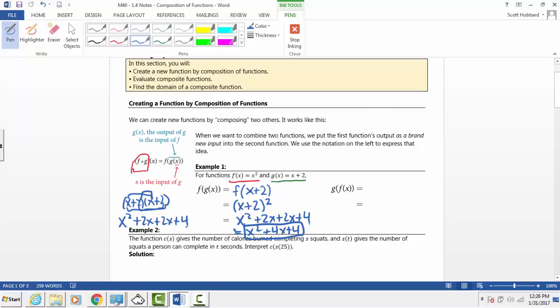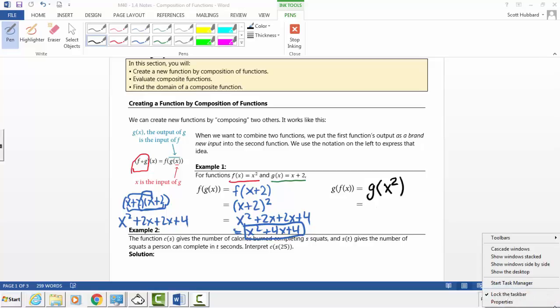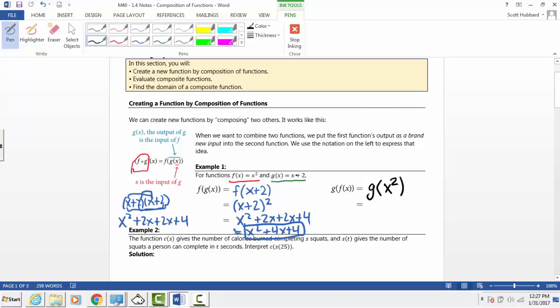Now let's take a look at what g of f of x does. It takes f of x, which is going to be x squared, and puts that inside of g. Now again, what does g do? G takes this input, writes it, so it's going to be x squared, and then it adds 2. And that's it. Remember, we can't combine these because they're not like terms.